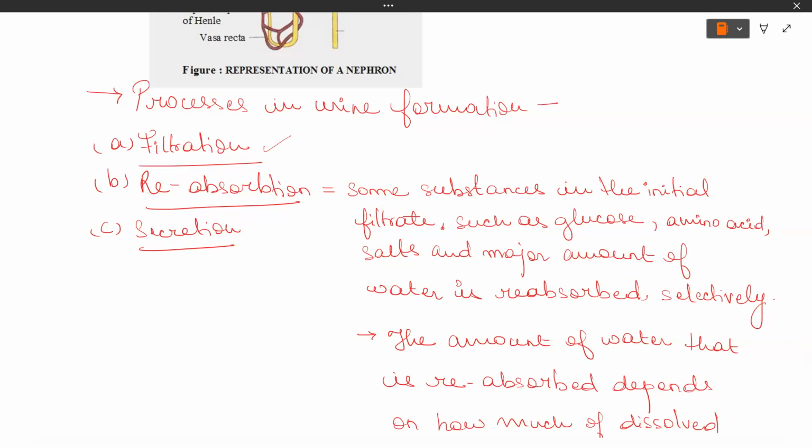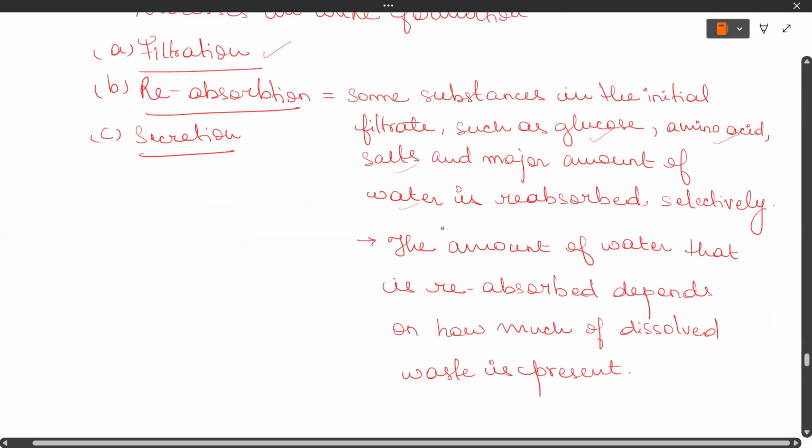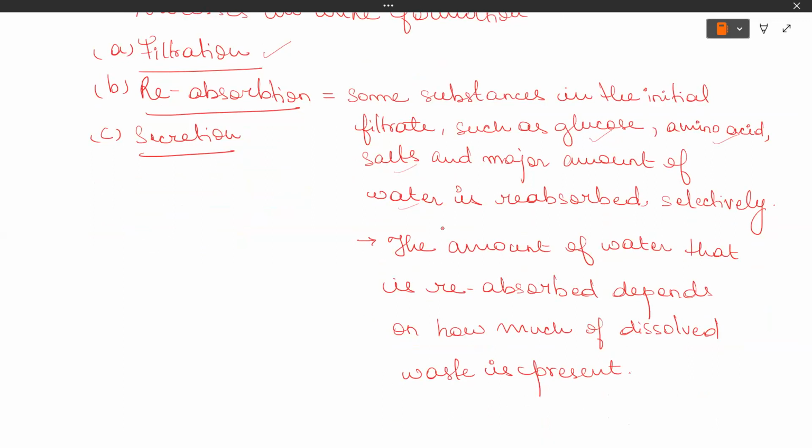Now that filtrate, if it has glucose, amino acids, salts, and water, all of these things are reabsorbed back into the body, and the amount of water that is reabsorbed depends on how much dissolved waste is present. So during reabsorption, the water, the glucose, the amino acids, meaning whatever are the useful things, we take it back. And then what is left is the waste product, which is the urine.